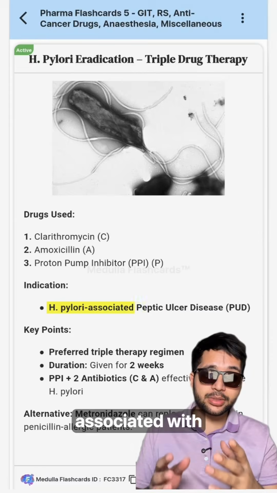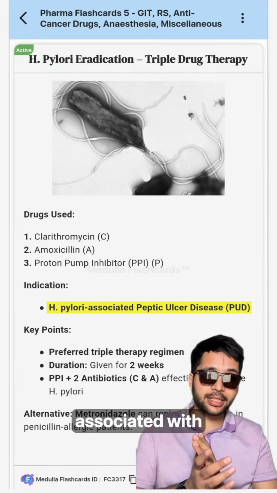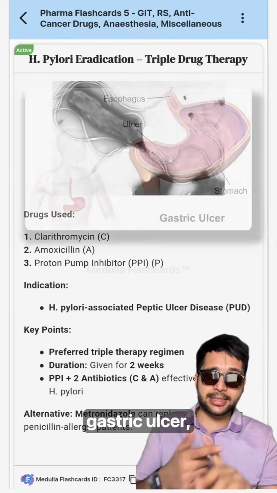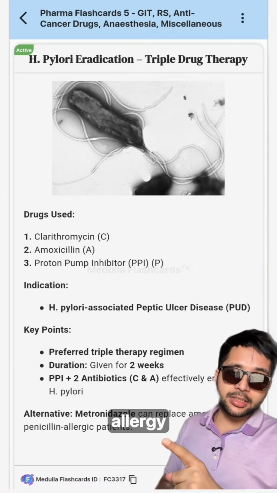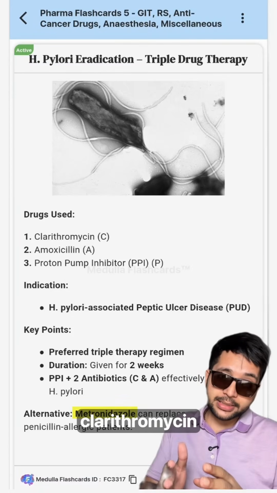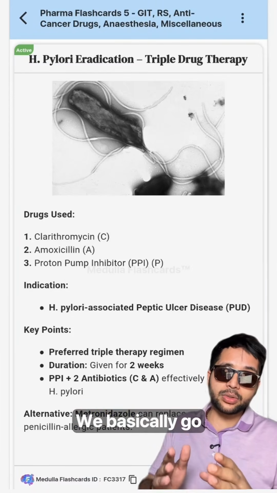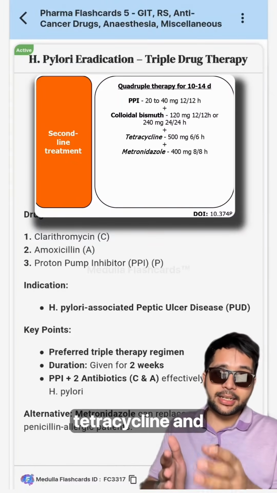Also, H. pylori is associated with duodenal ulcer. So nearly 95% of the duodenal ulcers are associated with H. pylori. It is also associated with gastric ulcer, gastric adenocarcinoma and MALT lymphoma. And in case of penicillin allergy, we can replace amoxicillin with metronidazole. If clarithromycin resistance is suspected, we basically go for a Bismuth quadruple therapy, which has PPI, Bismuth, tetracycline and metronidazole.